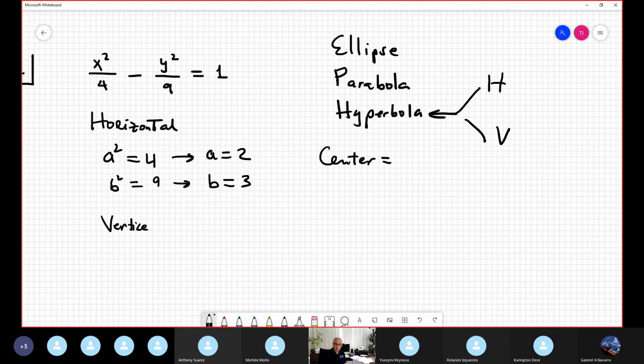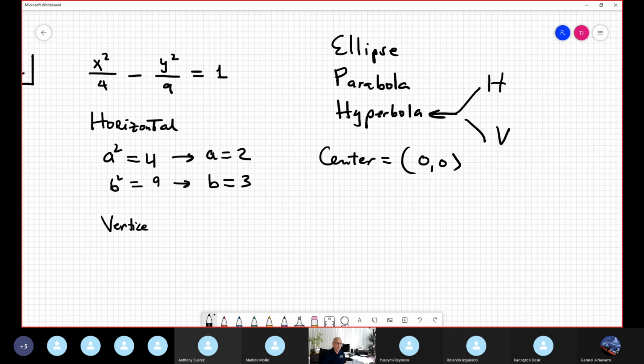0, 0. 0, 0 what? The point. Something, comma, something. When you talk about a point, you express the two components, X component, Y component. Center is located at the point 0, 0. Very well. Center is coincident with the origin. Do you understand this? It's important.